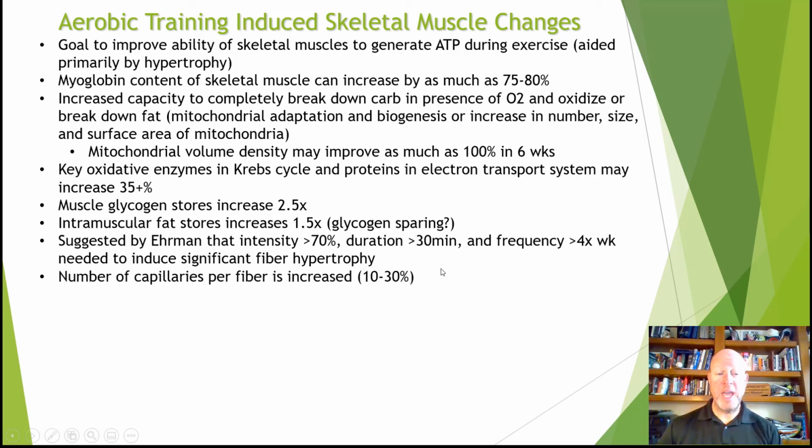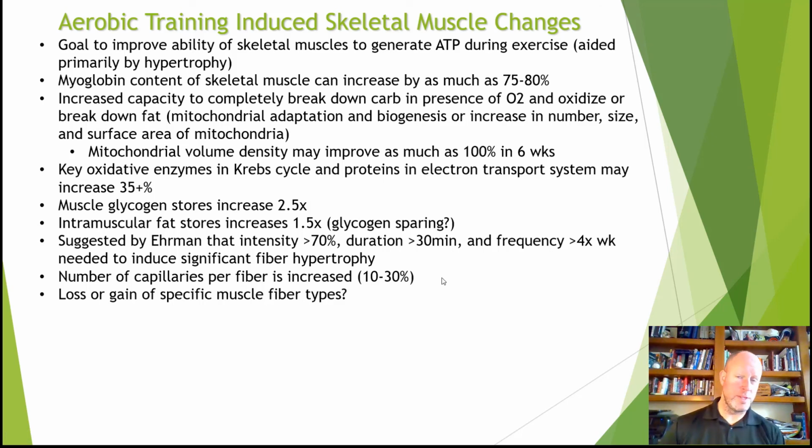Number of capillaries per fiber is increased by 10 to 30%, or can be, over weeks and months. That said, regarding loss or gain of specific muscle fiber types, if you train type 1 fibers, type 2A or type 2X are going to decline to some extent. If you train type 2A or type 2X fibers, you might be seeing some decline in type 1. That's not terribly surprising.